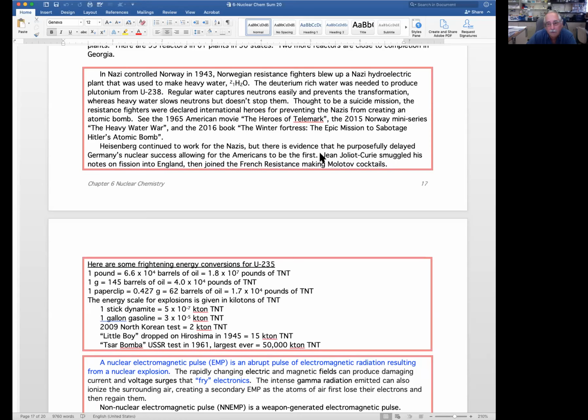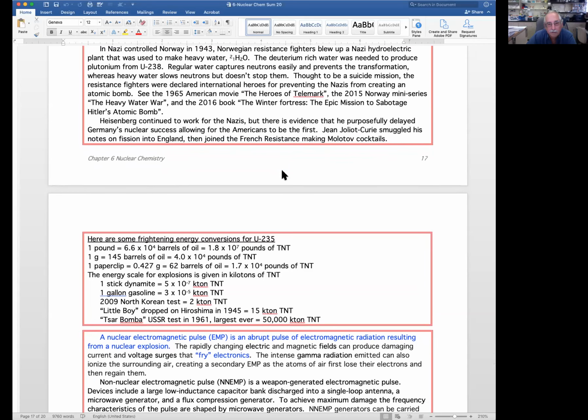And then the son of Madame Curie basically smuggled his notes on fission into England and then joined the French resistance making Molotov cocktails. Of course, he should have spent his time doing science.